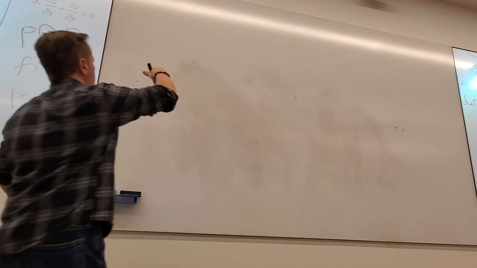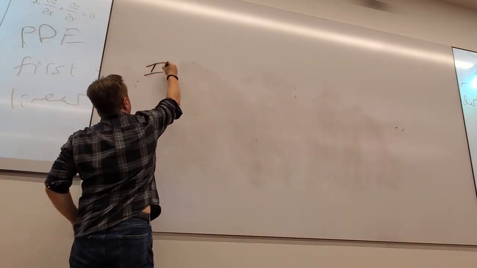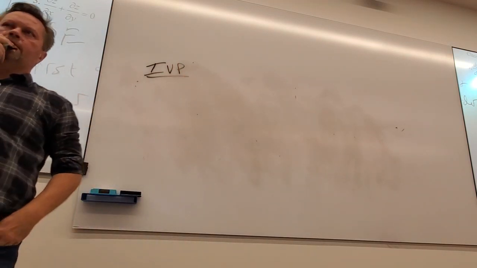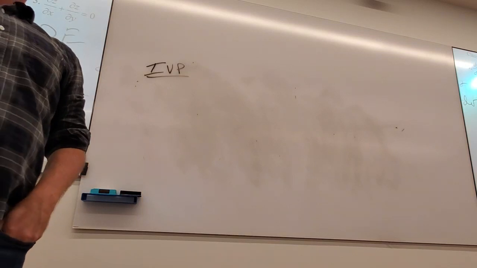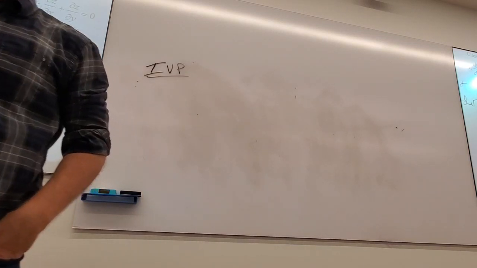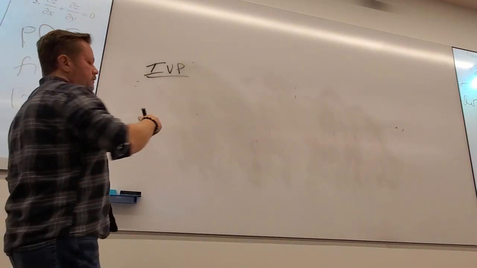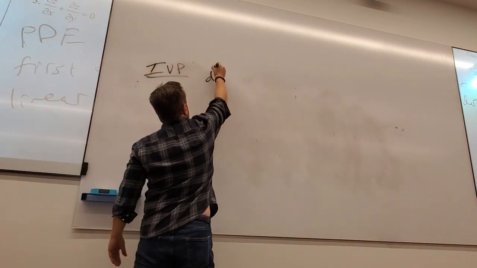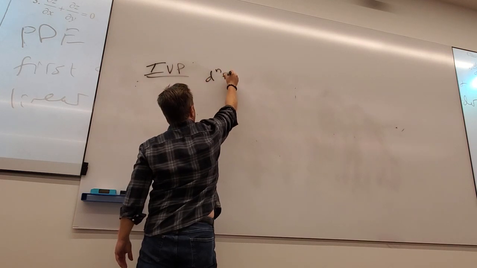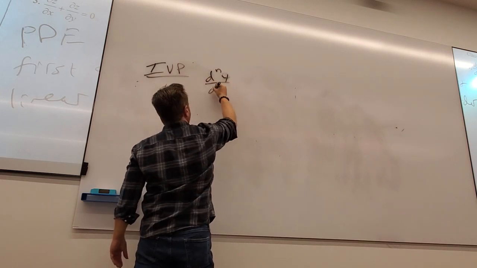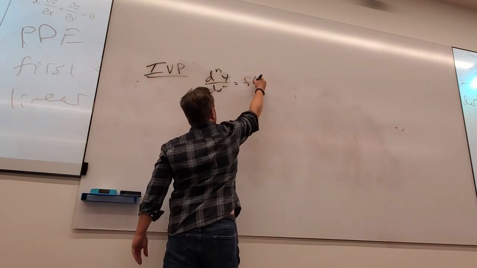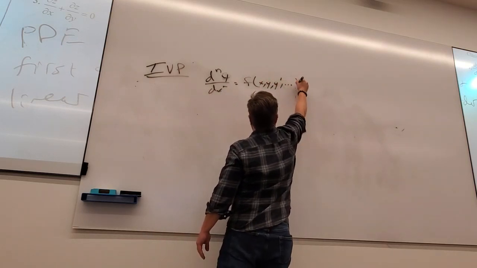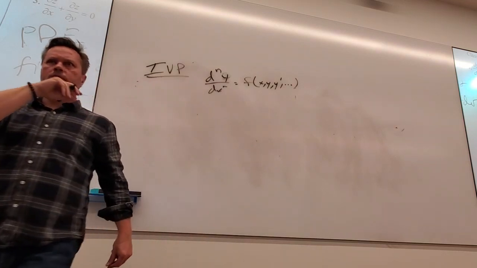So if I have an initial value problem, that's what that stands for, an initial value problem. That's different from a boundary condition problem, so we'll do one of those too. So let me see. Okay. So for example, if I have an nth order ODE.